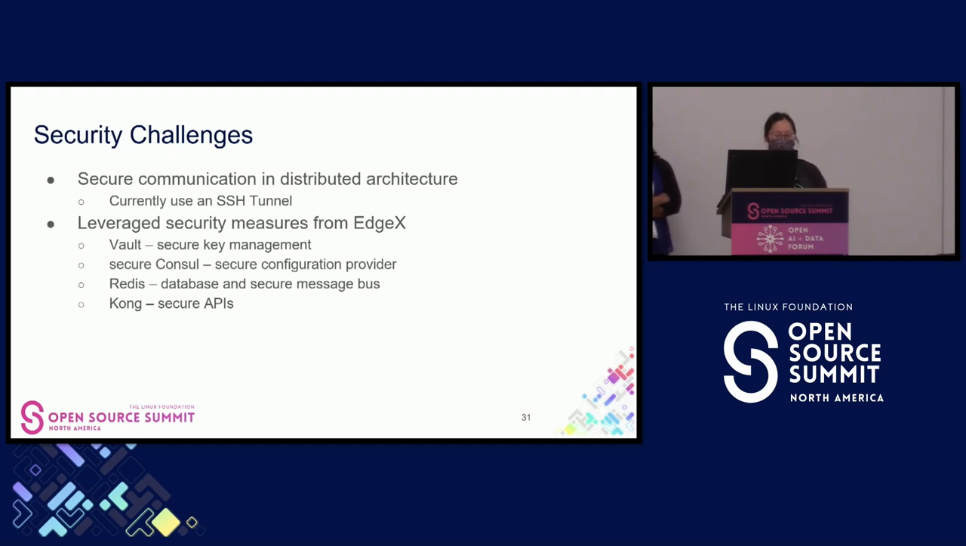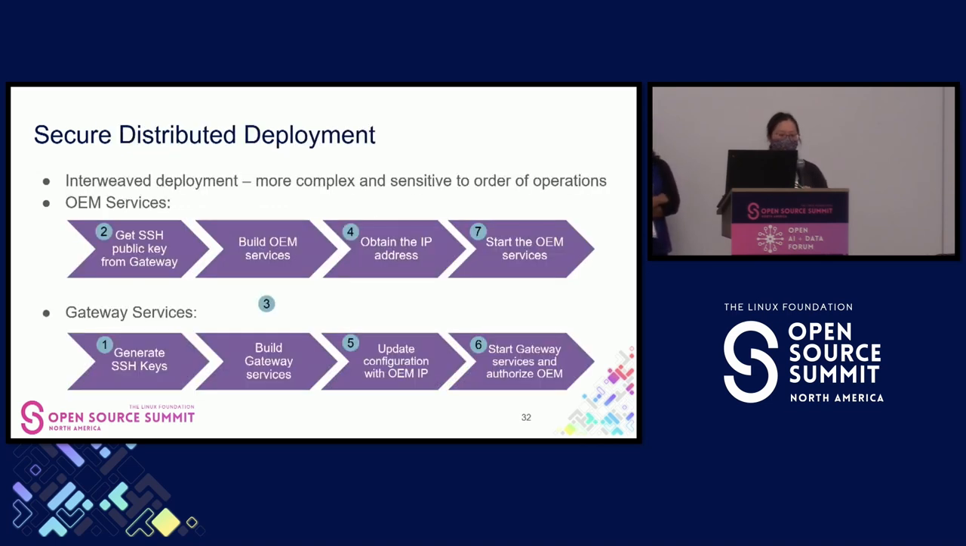And so these security measures included the use of Vault for secure key management, Secure Console as a secure configuration provider, Redis as our secure database and secure message bus, and Kong in order to secure our APIs. And then when it came to deployment, this distributed system forced us to have a more interweaved deployment, which is more complex and sensitive to the order of operations.